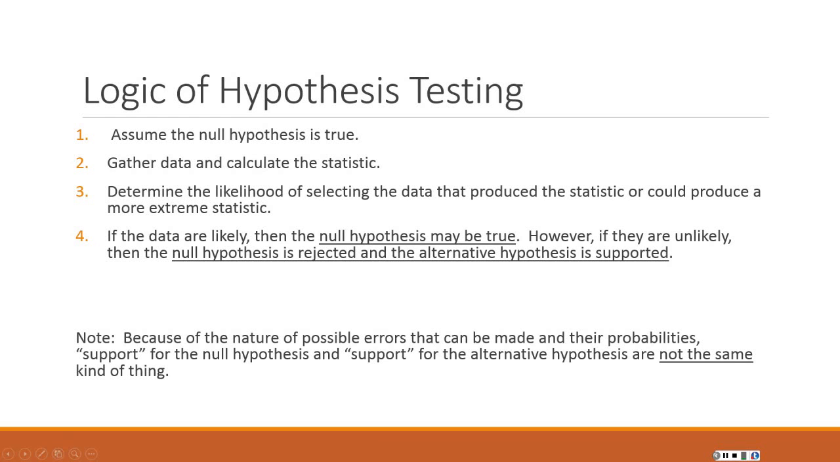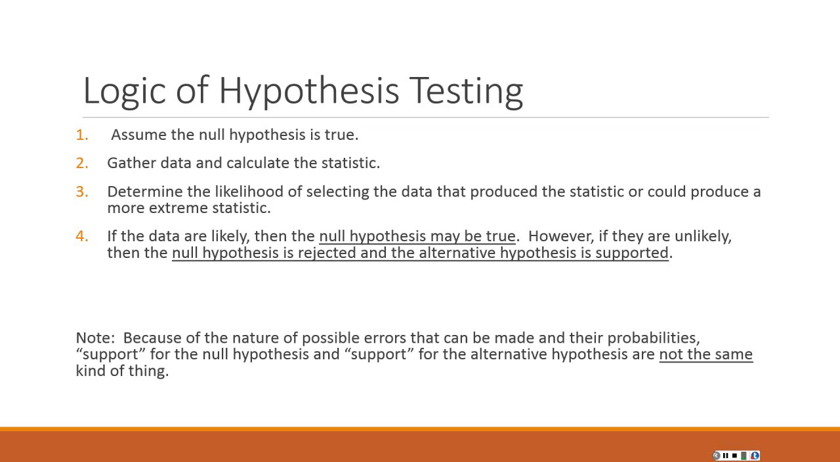One of the things I'll go ahead and note here is that because of the nature of the errors that can be made and their probabilities, support for the null hypothesis and support for the alternative hypothesis aren't the same kind of thing. Basically, we really can't support the null hypothesis. All we can do is not reject it.